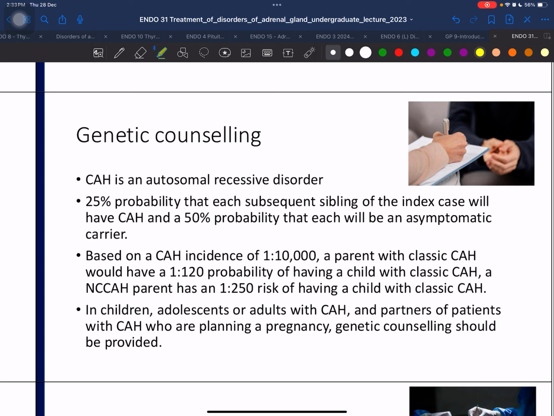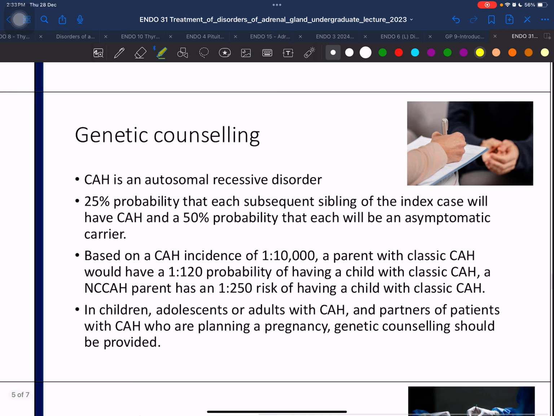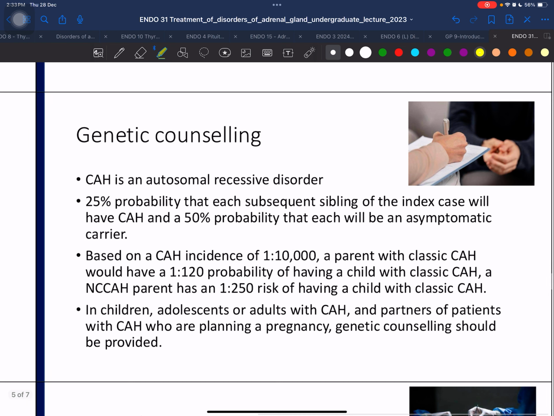If a patient who has already been diagnosed with CAH is planning to get married or planning a pregnancy, genetic counseling should be provided, because you do not want your partner to be a carrier as well. And if your partner is a carrier, what are the chances of you having a child with classic CAH? What are the risks? You need to be well informed of that as well.